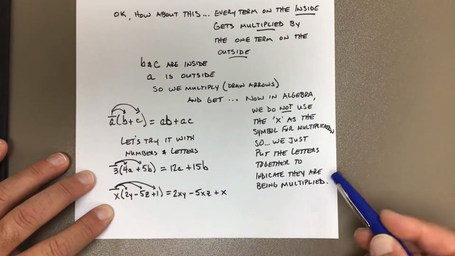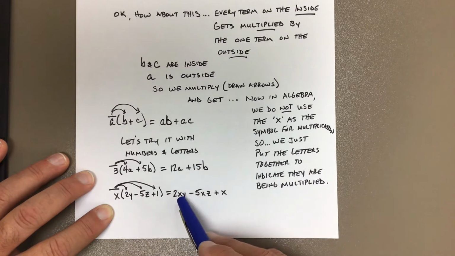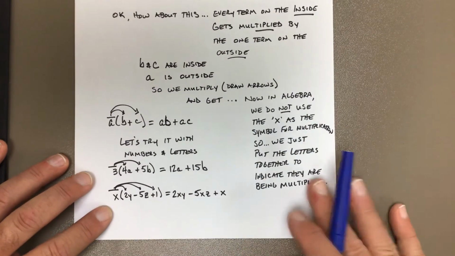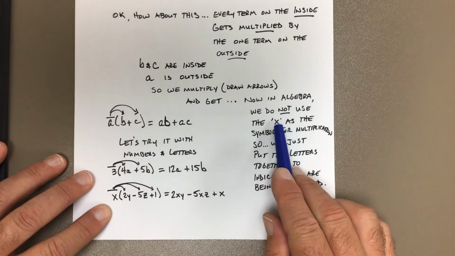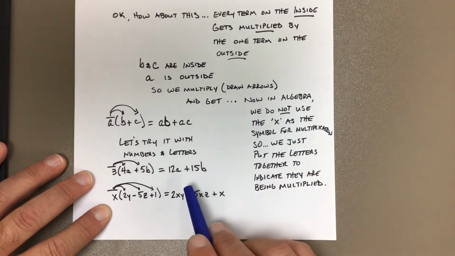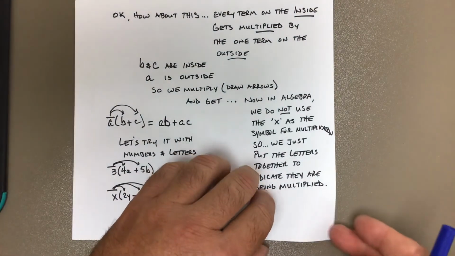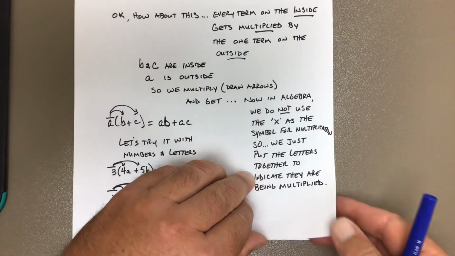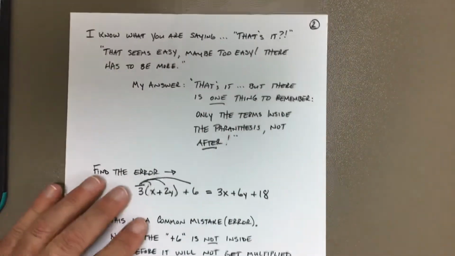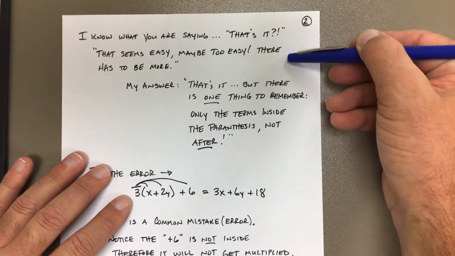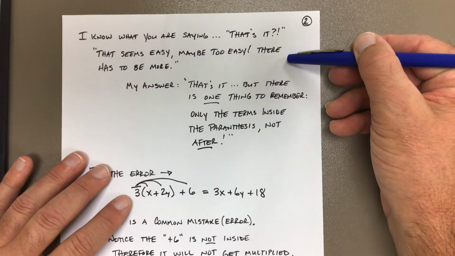All right, so make sure that we understand that this just means multiplication. We don't use x anymore, right? We're in algebra, so we don't use x anymore for multiplication. x is now the variable. So just push them together, just squish them together. Okay, so then, right, I know what you're saying, that's it. Yeah, that seems easy, but maybe a little too easy. There has to be more.